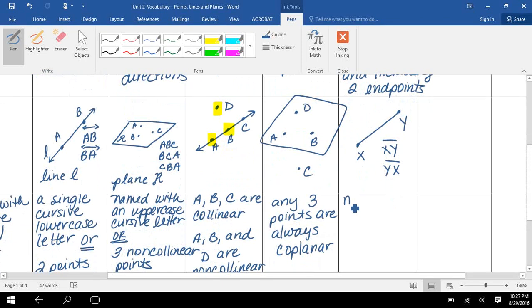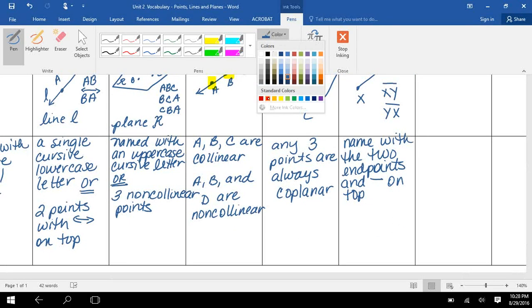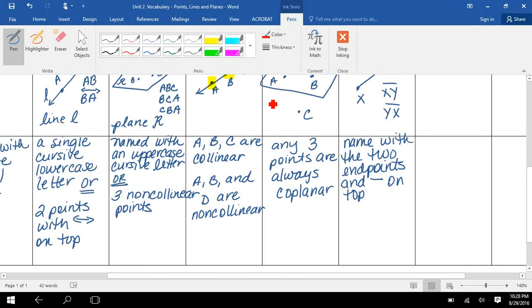So we name it with the 2 endpoints. And blank, this little blank is supposed to be the segment symbol on top. Something pretty darn important that we're going to add in here. So important that I'm going to change colors. You don't have to change colors, but I'm changing colors.